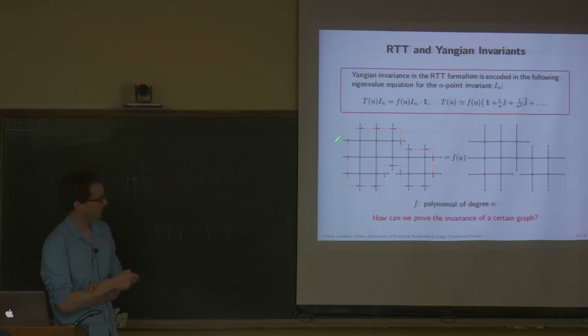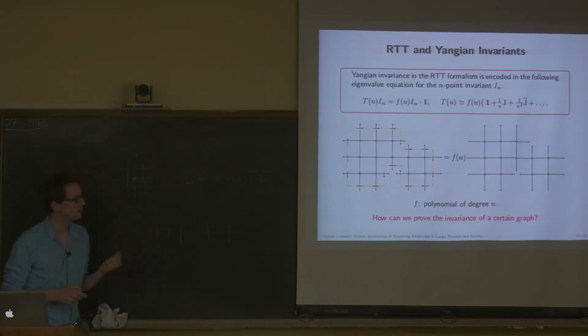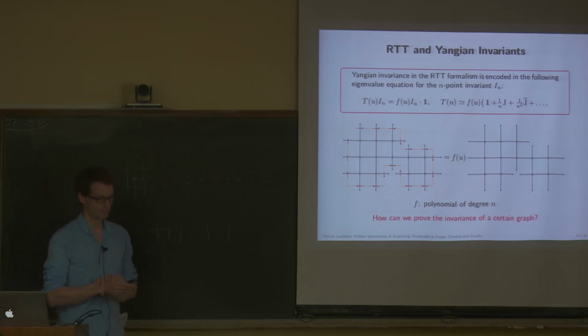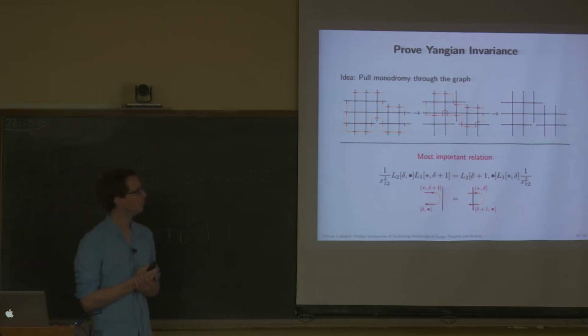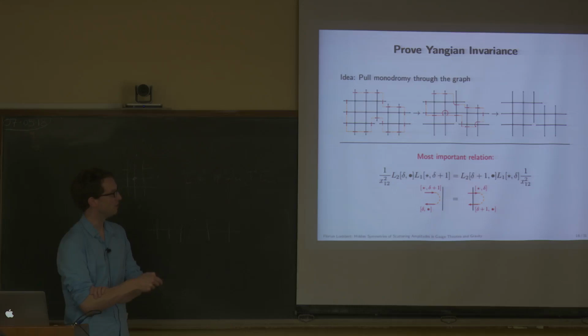And in terms of pictures, it's just this. I take my graph, I put a monodromy once around, every arrow is a Lax matrix, and invariance would now mean that I can somehow pull my monodromy through this graph so that I only end up with an overall eigenvalue function times the original integral. So how can one prove this? The idea is really to use some relations to pull this monodromy through the graph. And the most important relation in this process is this so-called intertwining relation for the scalar propagator 1 over x12 square.